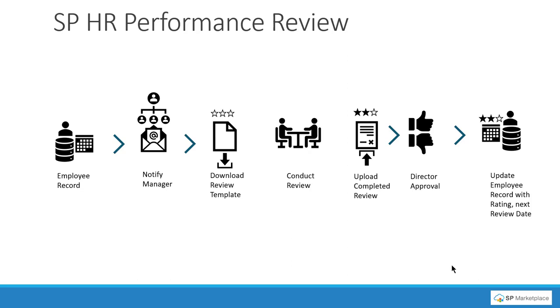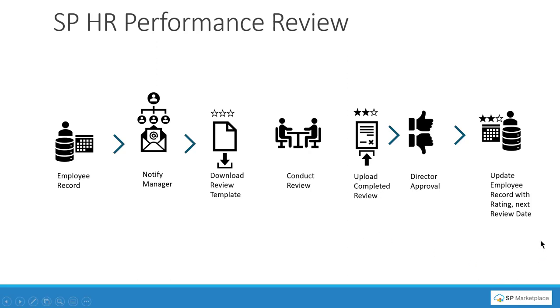Once the review is done and filled out and the rating's done, the manager goes back to that performance review portal page, uploads the completed review, which automatically generates an approval. Typically it's to the manager's manager, and then routes it over to HR, and then once it's approved, it automatically updates the employee record with the rating, the review, and the next review date, and then the cycle starts all over. So that is what happens as far as the automation.